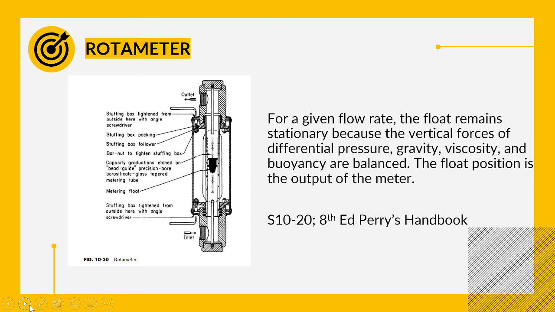Here we have the different parts of the rotameter. As you can see in the diagram on the left, we have the outlet, the stuffing box tightened from outside with a screwdriver, the stuffing box packing, the stuffing box follower, the bar nut to tighten the stuffing box, and so on.